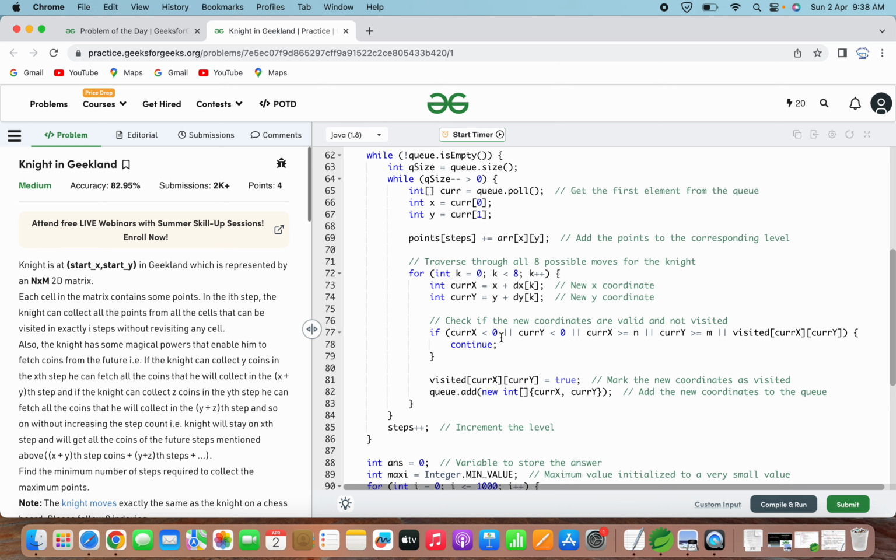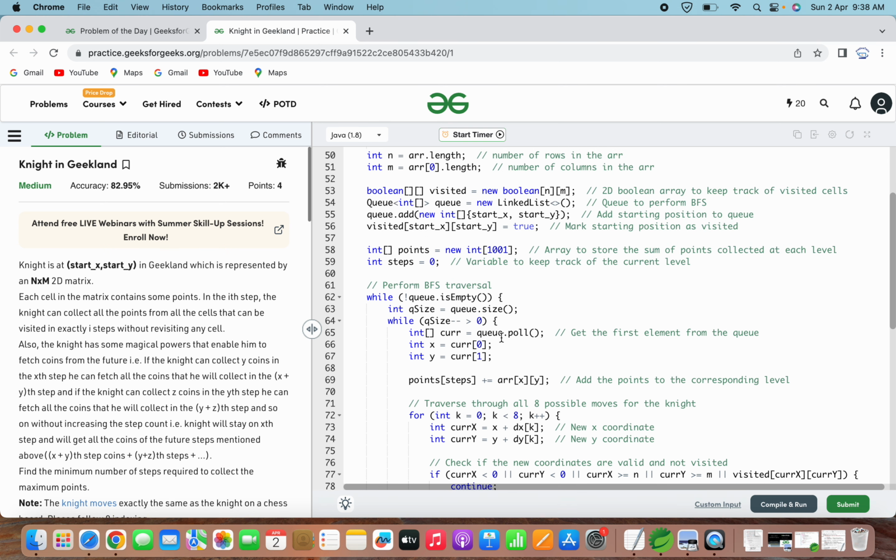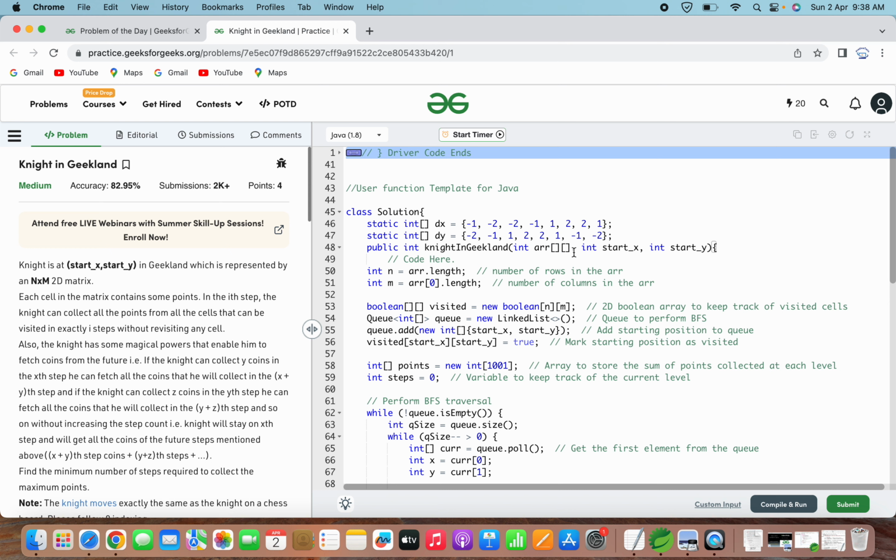As I have told, the solution uses the BFS approach to traverse the given 2D array, starting from the starting position of the knight on the chessboard. The BFS traversal is performed in levels or steps, where each level represents the minimum number of moves required for the knight to reach that cell from the starting position. We will maintain a queue data structure to store the current set of positions to visit, and a visited boolean array to keep track of the already visited cells.